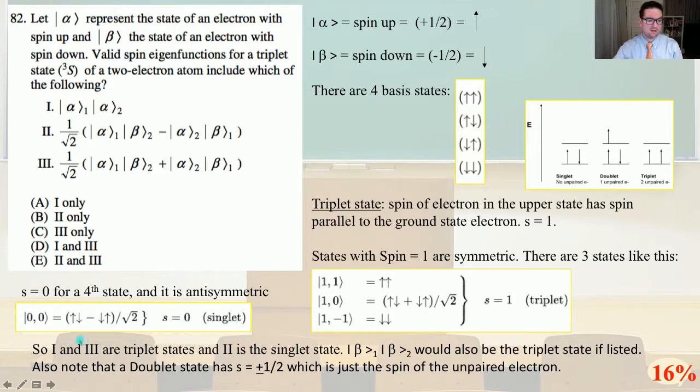So 1 and 3 in the selection choices are the triplet states, and 2 is the singlet state. The beta 1 and beta 2 ket, similar to what number 1 would be except with betas, would also be the triplet state if listed, but it's not. That is number 1 and number 3, and that is answer D.